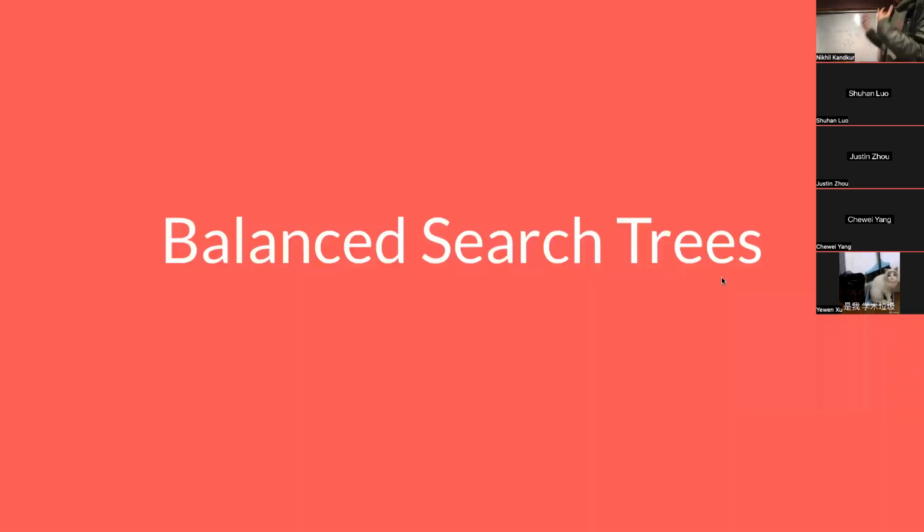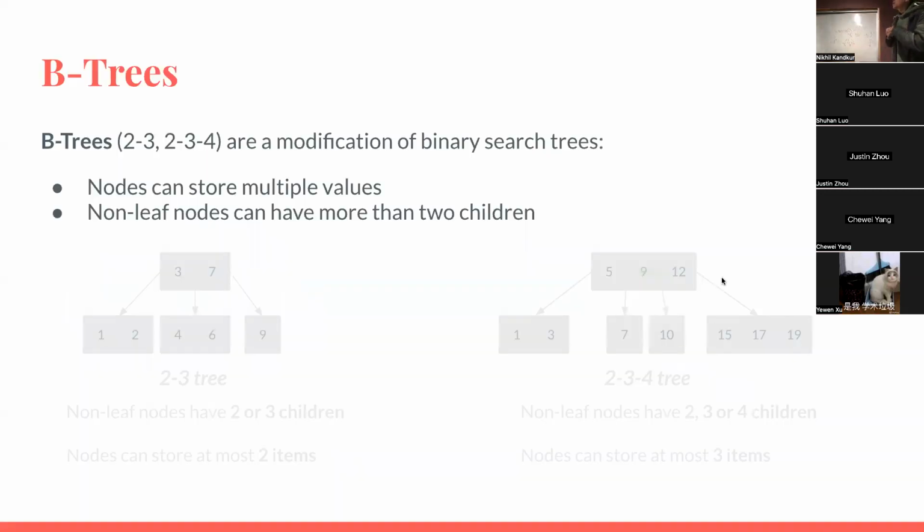Okay, so now we'll talk about balanced search trees, right? So balanced trees, also known as B trees, come in two different types. There's a 2-3 and a 2-3-4 tree. We'll primarily cover 2-3 because it maintains a one-to-one representation of the LLRB that we'll go over next. But basically, a B tree is pretty much like a BST, but with a slight modification. There's two of them. The first one is nodes can store multiple values now, so not just one value in there, right? And now non-leaf nodes can have more than 2 children.